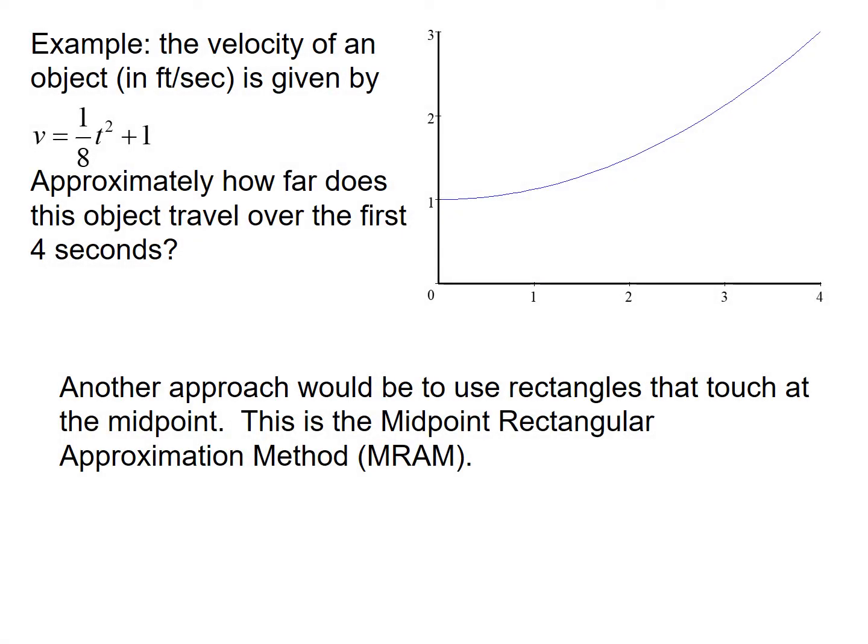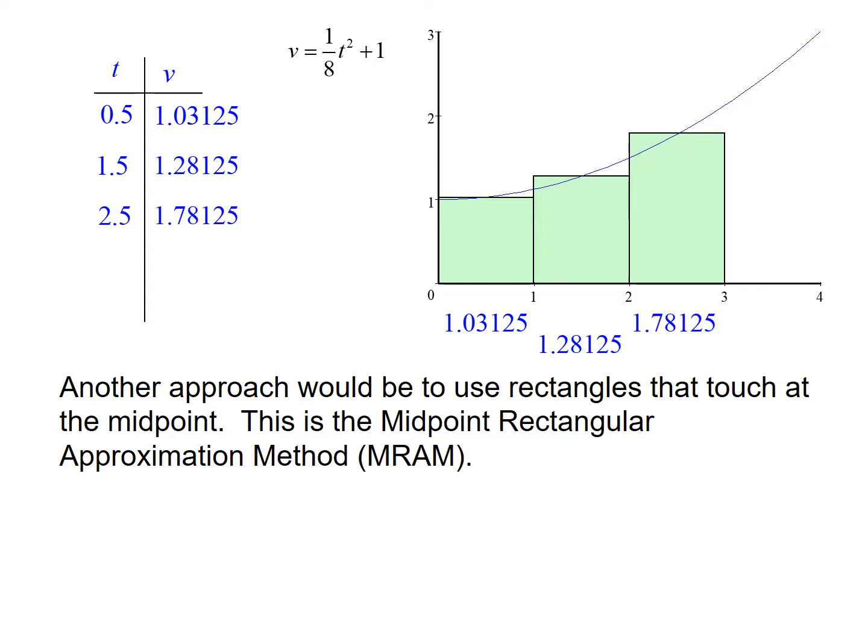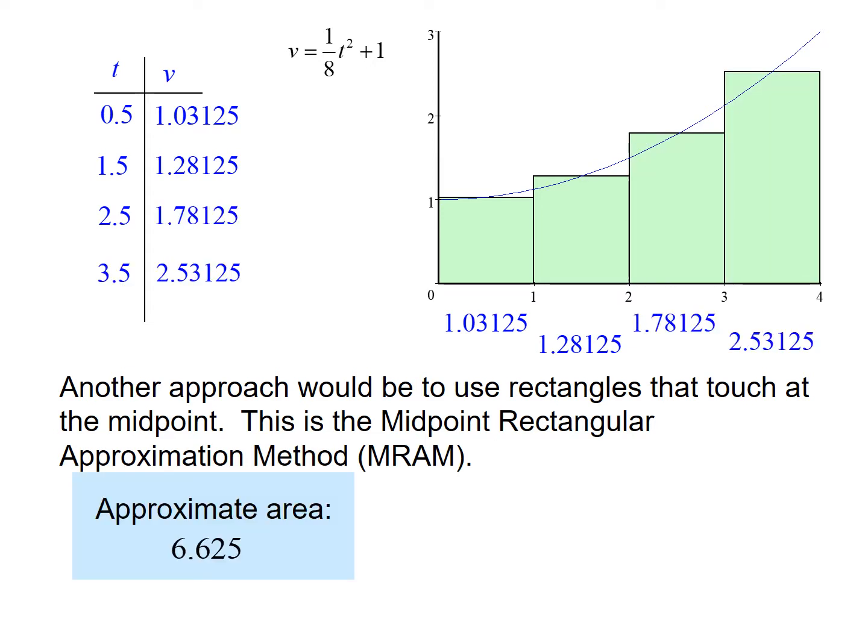Another way we could go about this, which might give us a better approximation, is to use midpoint. Now, the calculations sometimes with midpoints get to be a little bit less straightforward because we need to plug in t equals 0.5, 1.5, 2.5, and 3.5. So here we'd definitely be using a calculator. And if we add up all of those, the approximate area is 6.625, which we can see is between our lower estimate and our upper estimate.